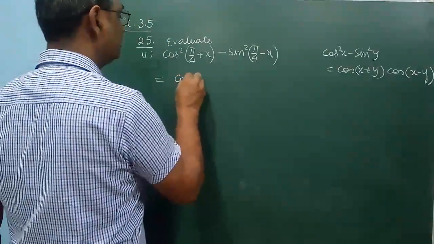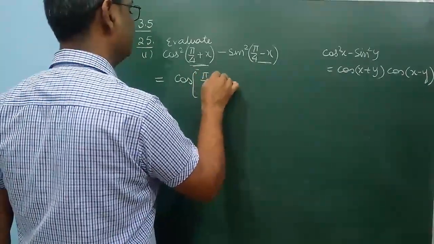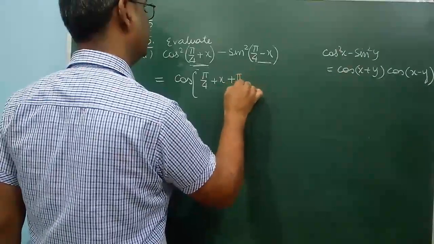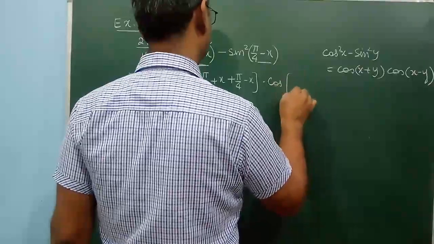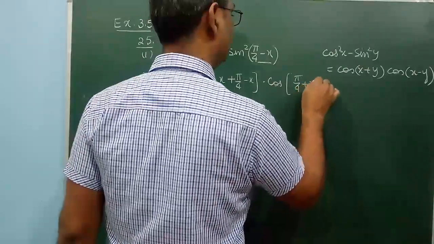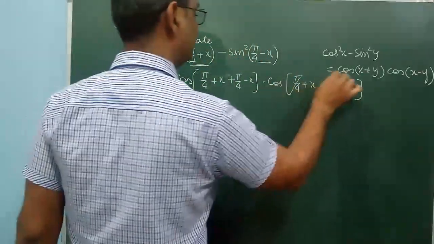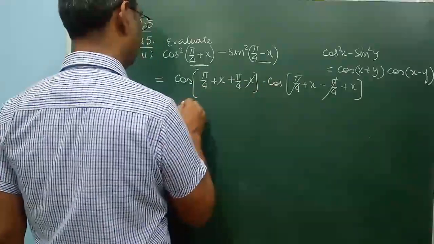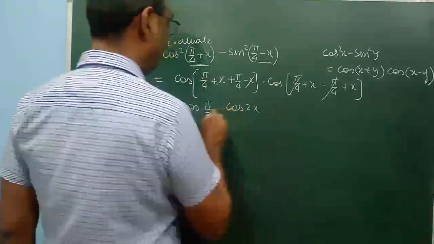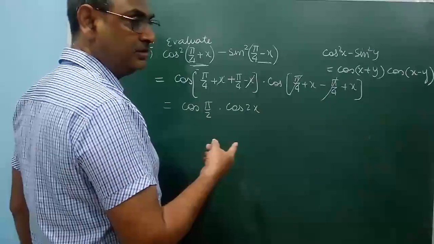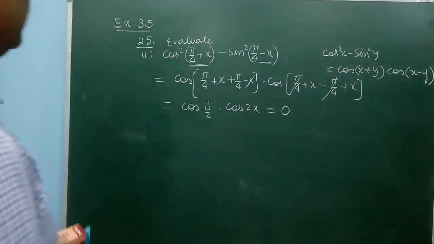This equal to cos x plus y. What is x? This is x and this is y. This is cos pi by 2, and cos pi by 2 is 0. 0 into anything is again 0. So here the answer will be 0.